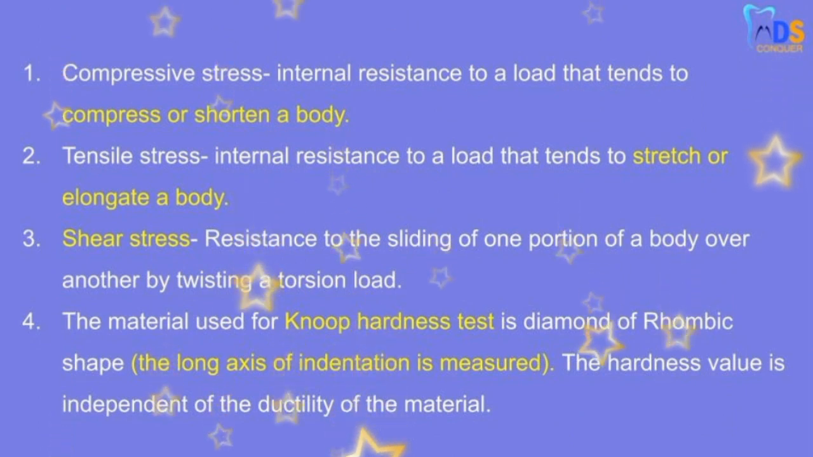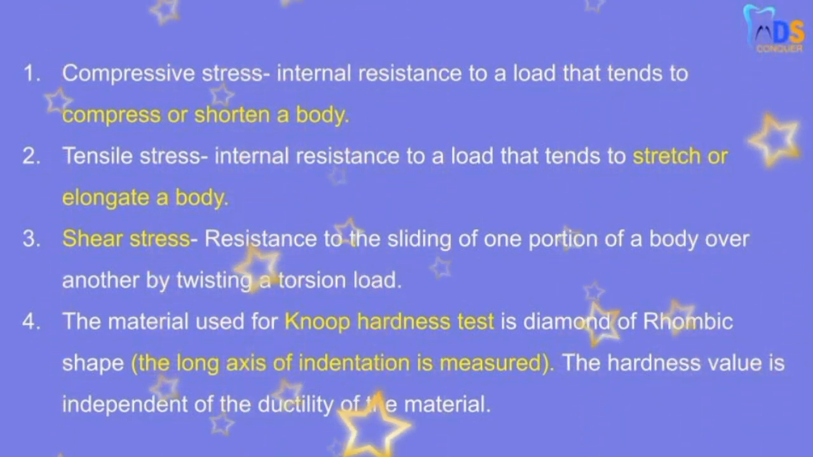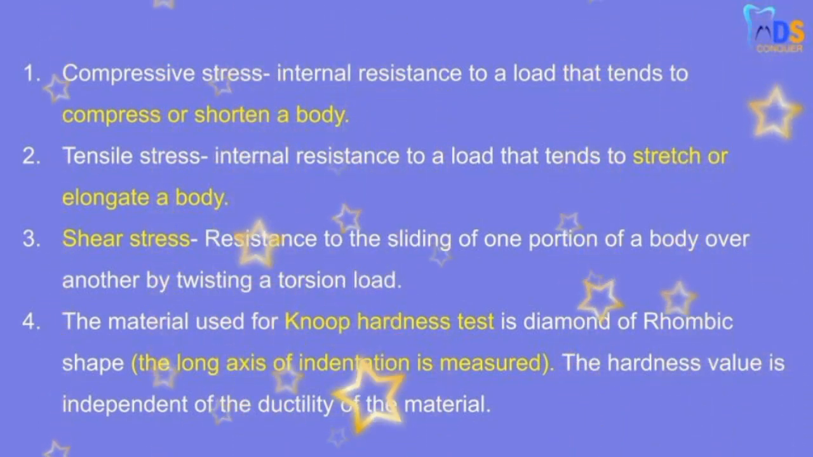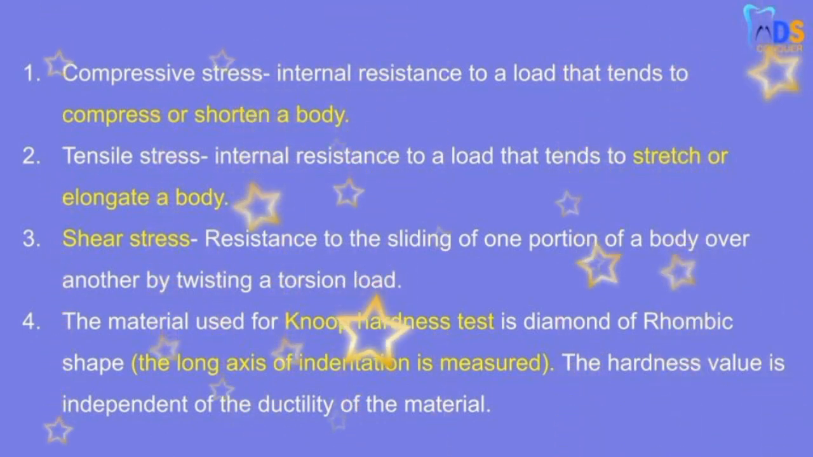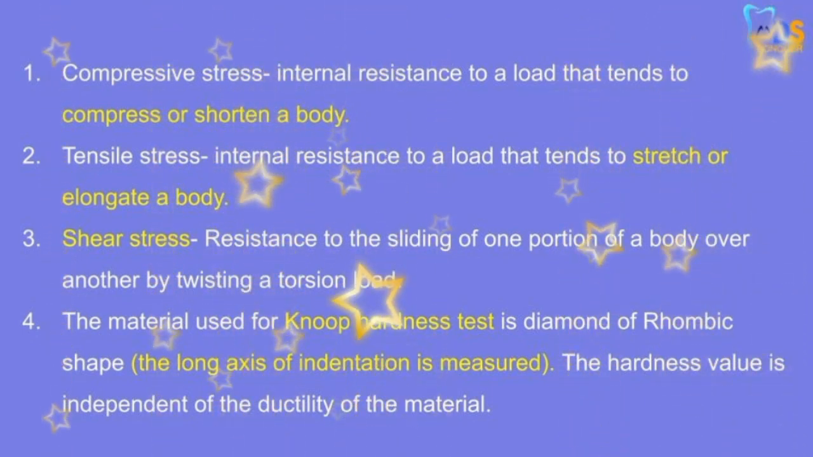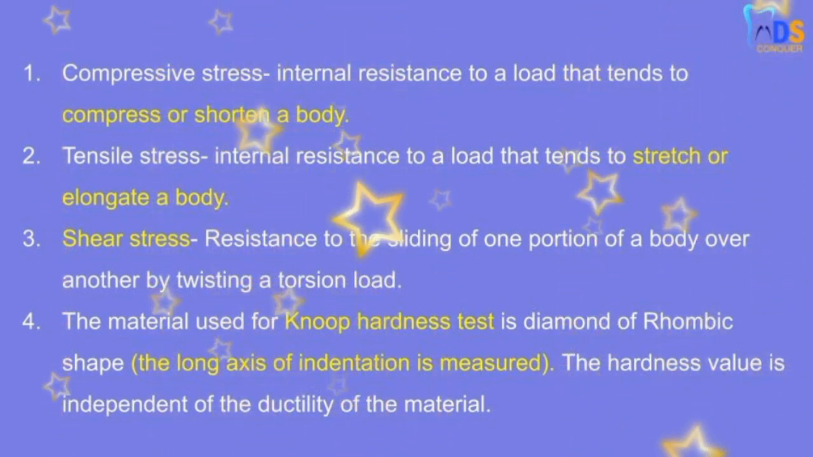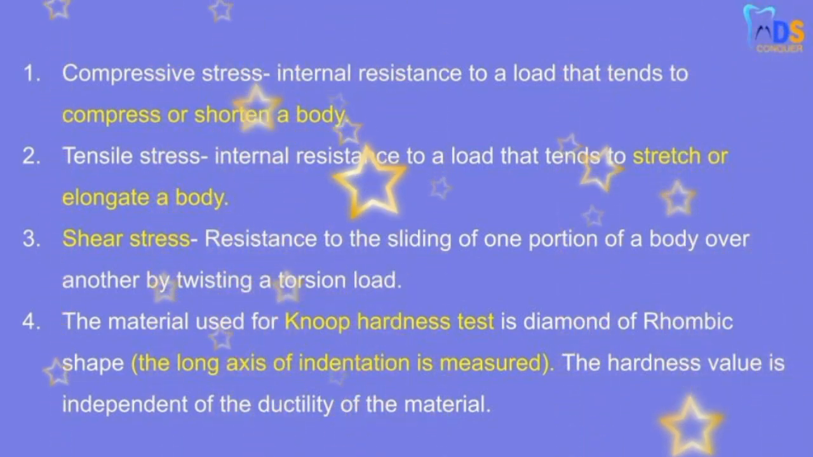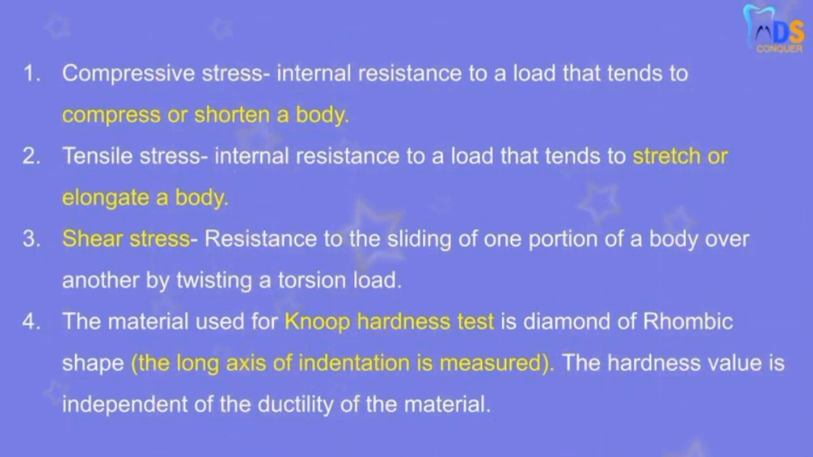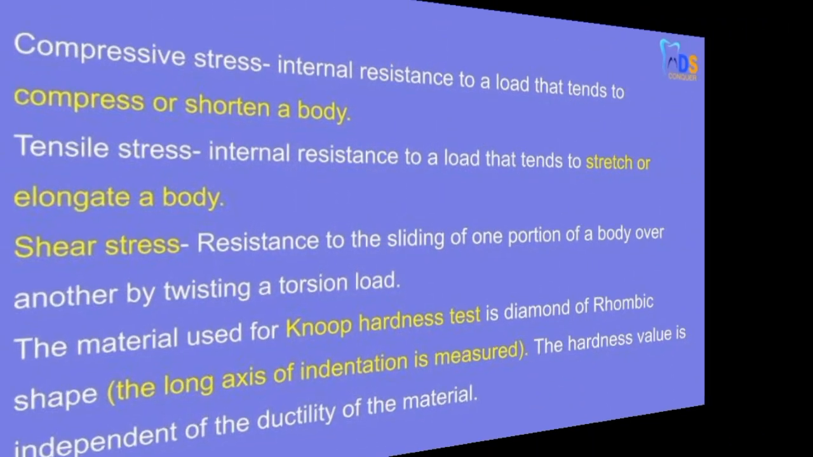Number 3 is shear stress. It is the resistance to the sliding of one portion of a body over another by twisting, a torsion load. Number 4. The material used for Knoop hardness test is diamond of rhombic shape. Here the long axis of indentation is measured. The hardness value is independent of the ductility of the material.